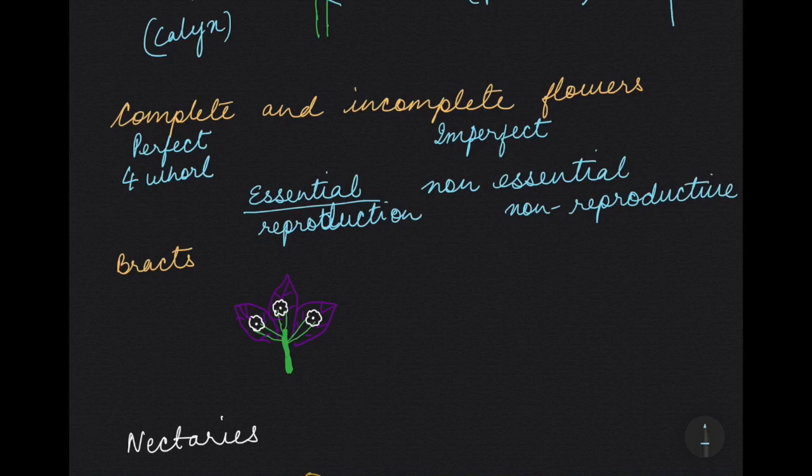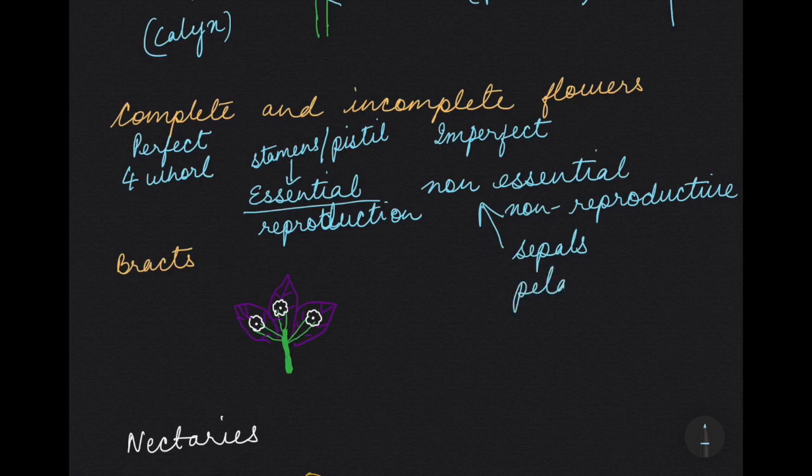come together. So when we talk about the essential whorls, we are talking about the stamens, the male part of the flower which has the male gametes, and the pistil or the carpel which has the female gametes. And when we are talking about the non-essential whorls, we are talking about the sepals which protect the flowers, and the petals which attract insects for pollination.